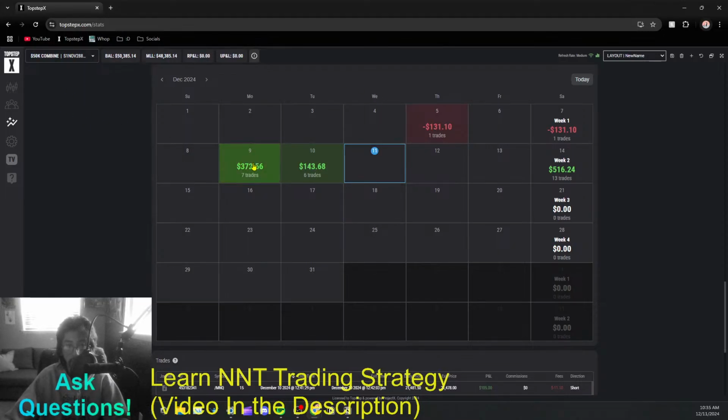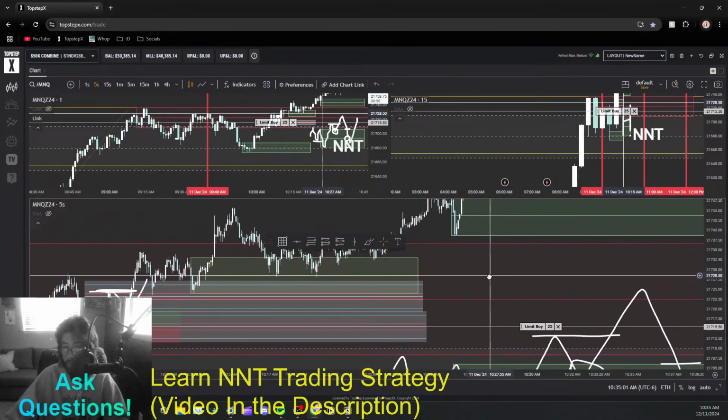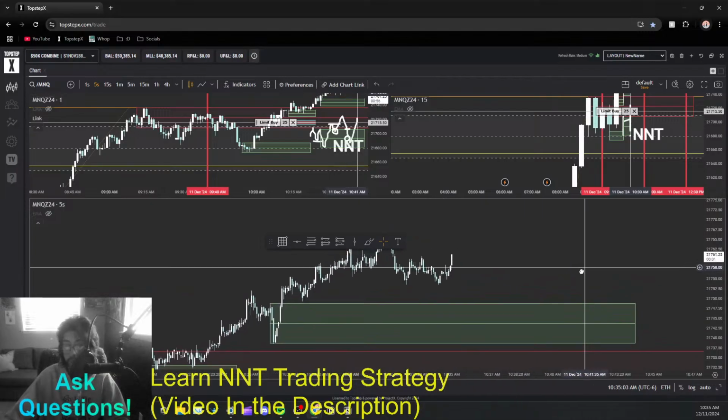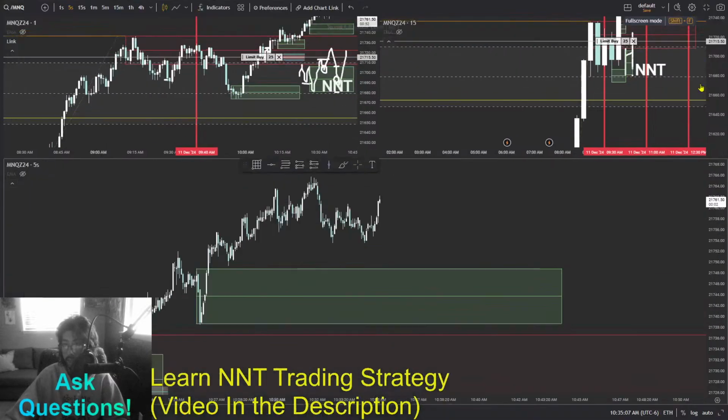So I only took two trades this day, and then I took 3 trades this day. I stop at 3 trades or I stop at 2 losses. And I only risk $200 per trade. So I'm doing the same thing again and again and again.